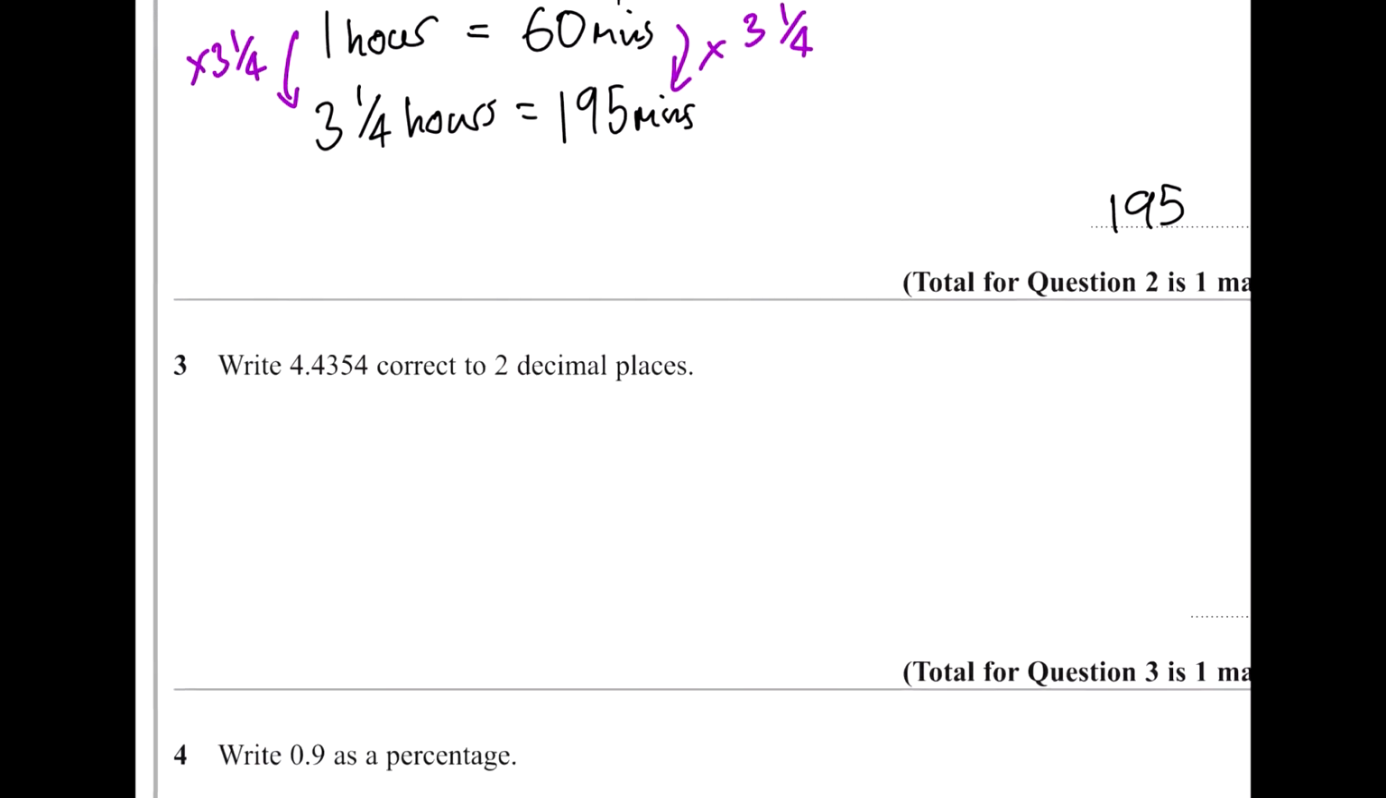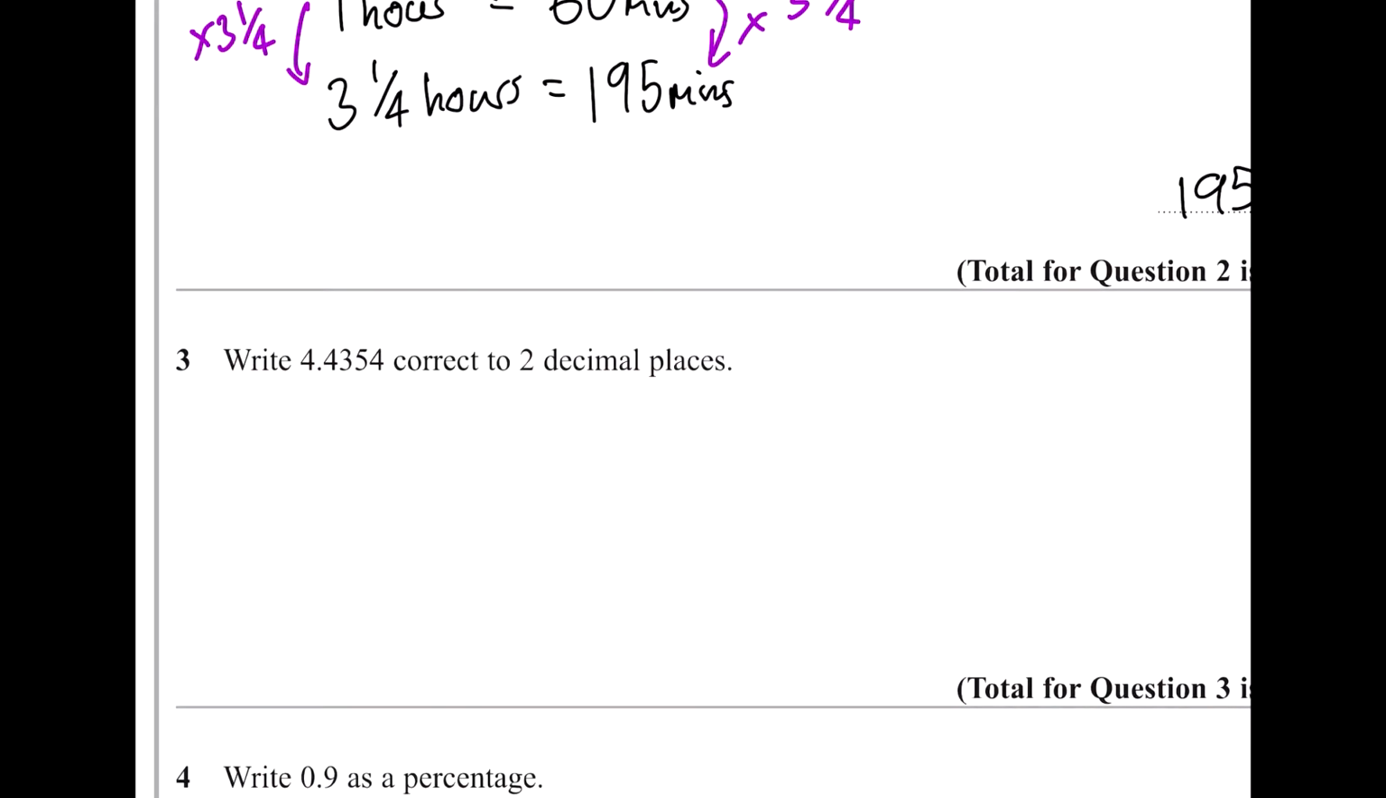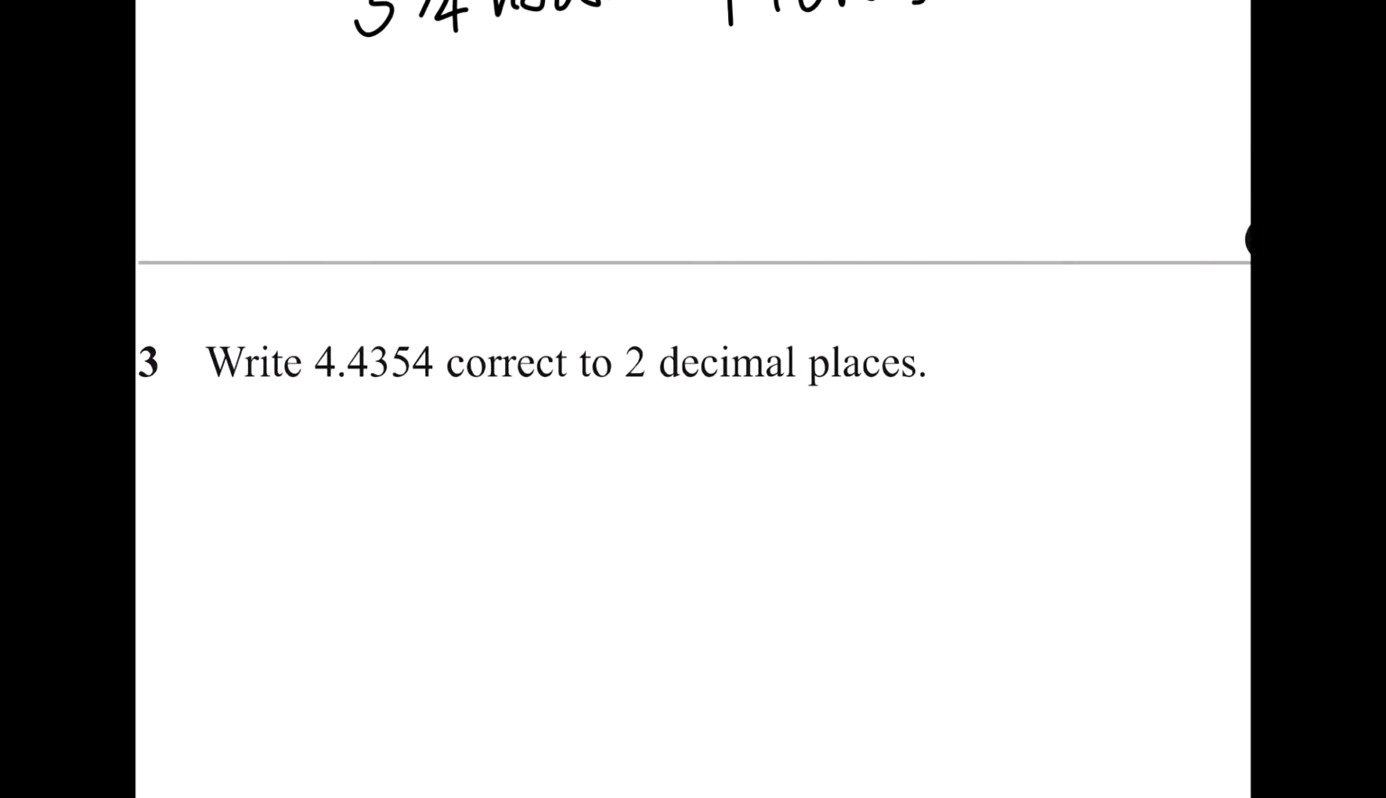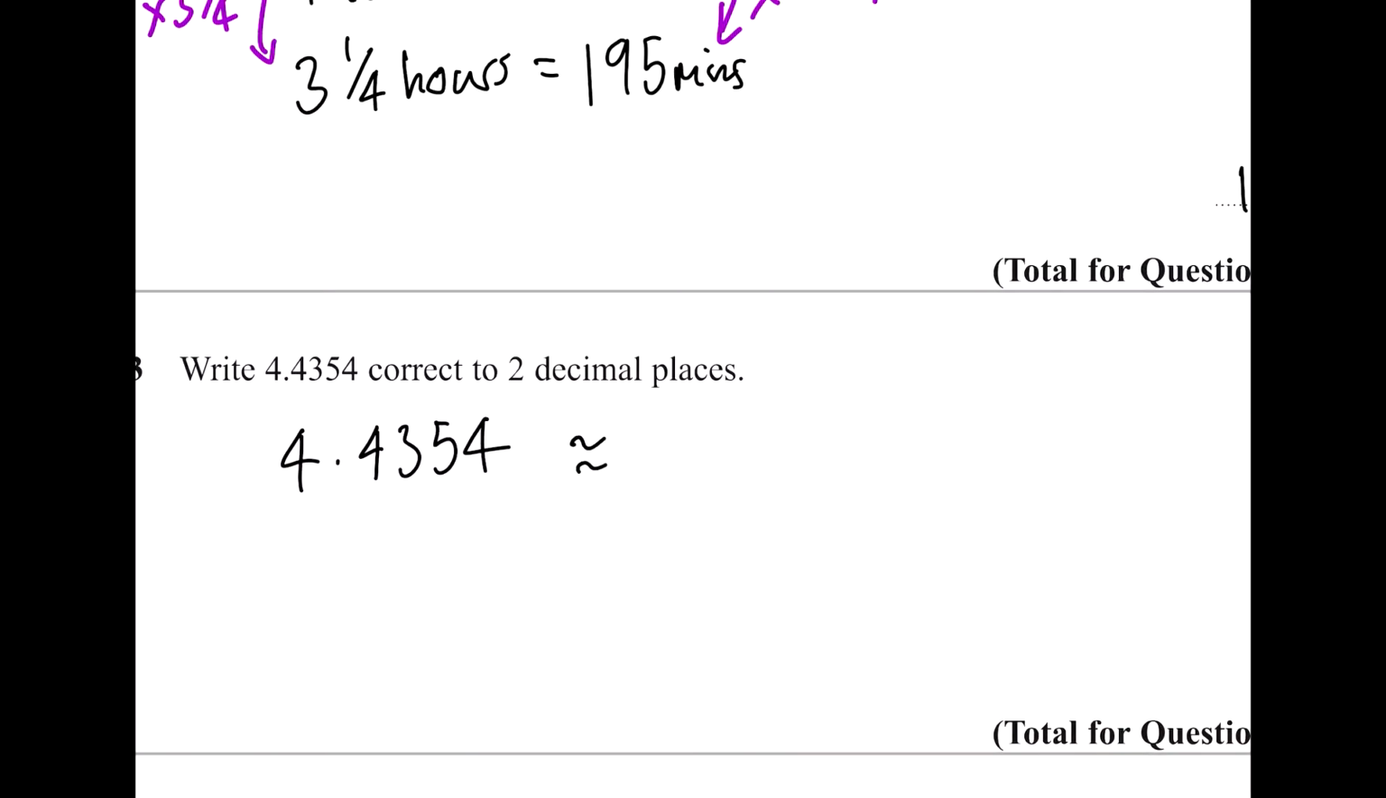Okay, next one, we need to write this number correct to 2 decimal places, which means that the second decimal place is this one here. So it's the 3. So we look to the right. Since 5 is there, that means we round it up. So 4.4354 can be written approximately as 4.44, and that's correct to 2 decimal places.